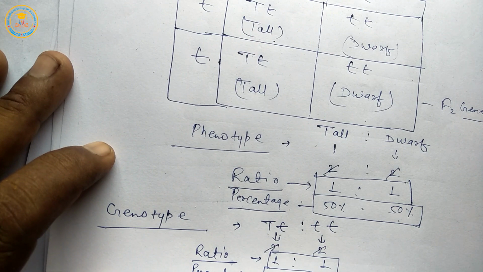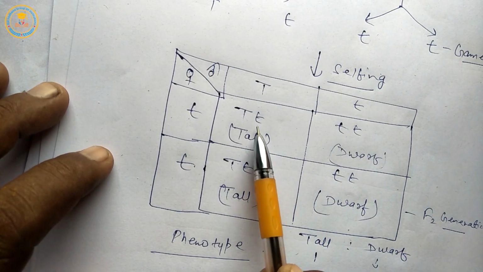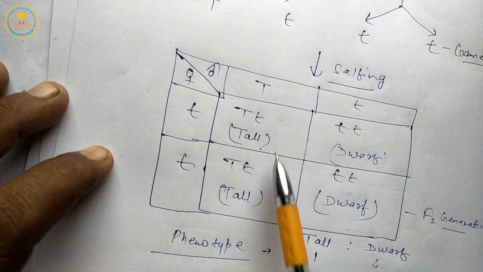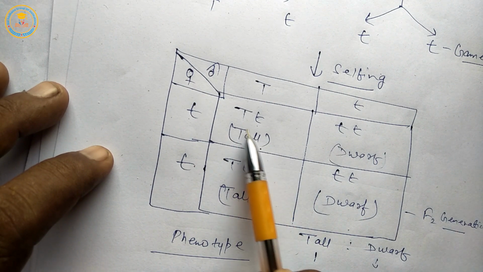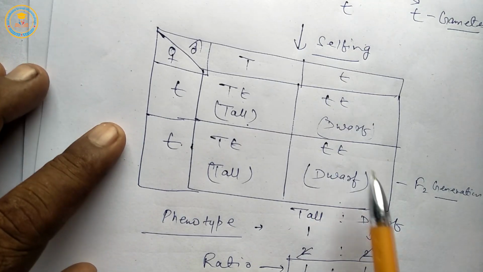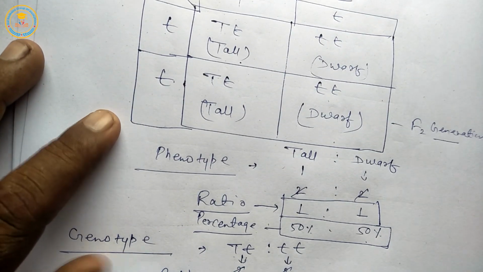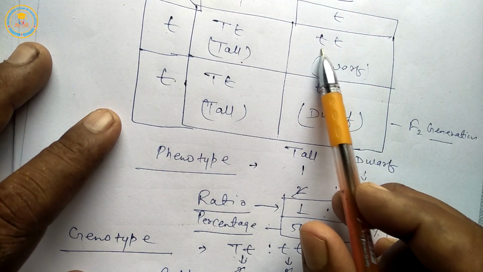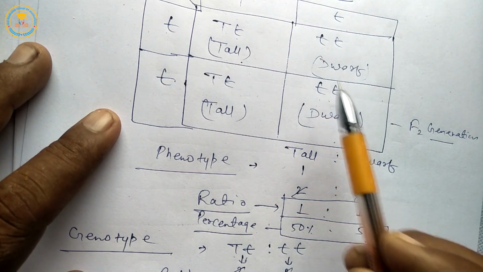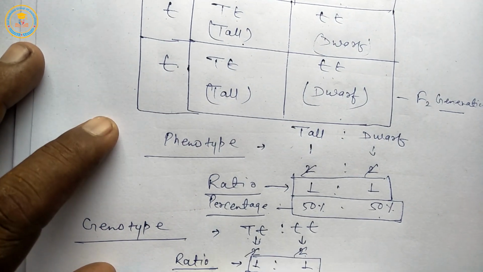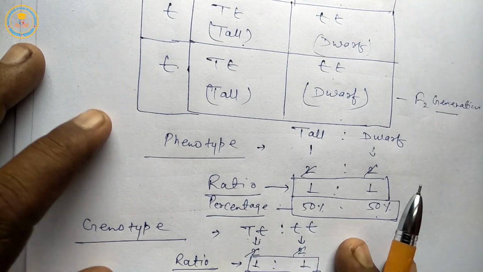And next, percentage is 50-50%. It means this type of plant is 1, 2, it means 2 plants are hybrid tall or tall, but gene is capital T, small t, capital T, small t. Second, this type of plant is 1, 2, it means 2. So gene is small t, small t, small t, small t. It means recessive homozygous. So ratio is 1:1. Percentage is 50-50 percentage.